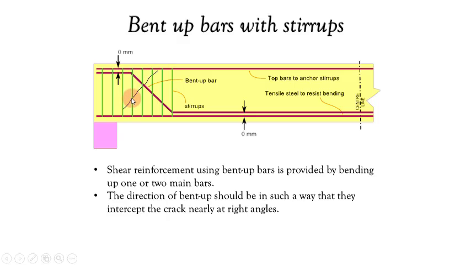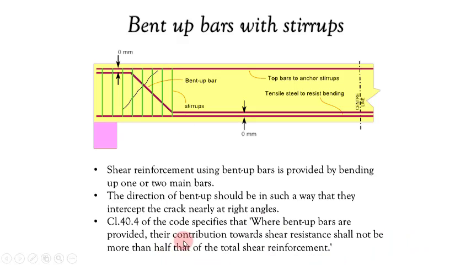We have to consider another point while using bent-up bars for shear reinforcement. That is, the design should not be such that all the design shear load is resisted by the bent-up bar alone. We must provide stirrups also. Clause number 40.4 of IS 456-2000 specifies that where bent-up bars are provided, their contribution towards shear resistance shall not be more than half that of the total shear reinforcement.